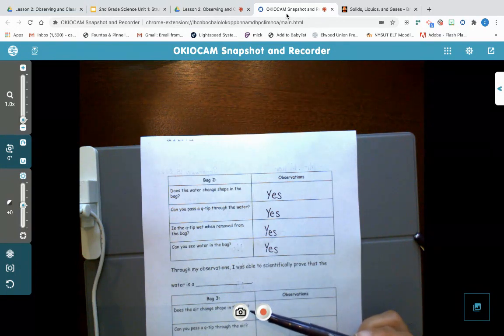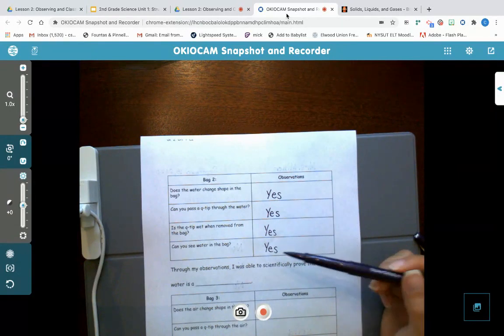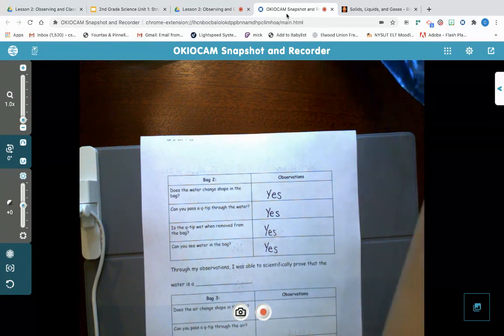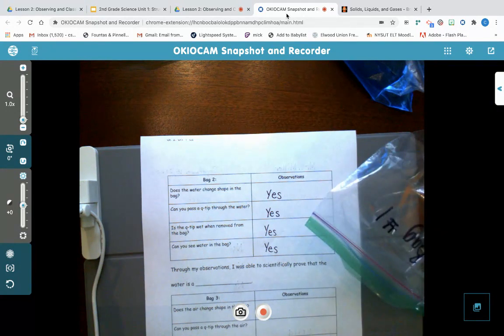Solid, liquid, or gas. After you finish filling in that blank, I want you to turn and talk to the person next to you about how you were able to prove that the water is in fact a liquid. You have 15 seconds and go.